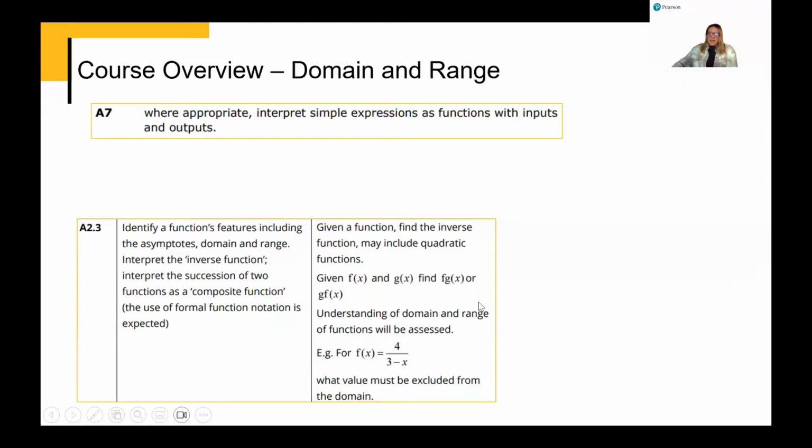If we have a look at domain and range to start with, there are two spec points on the screen at the moment. You've got GCSE at the top, where students are required, where appropriate, to interpret simple expressions as functions with inputs and outputs. I'm going to show you some examples of GCSE. And then at A level, students need to identify the function's features, including asymptotes, domain, and range. They need to interpret the inverse function, composite functions, all of that fun stuff. And there are some special notes on the right there.